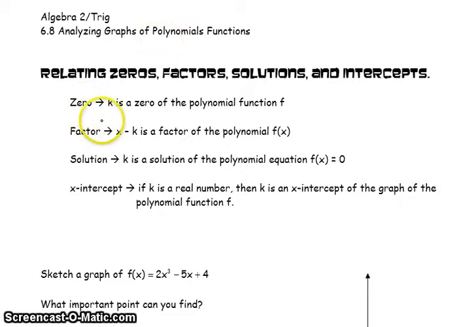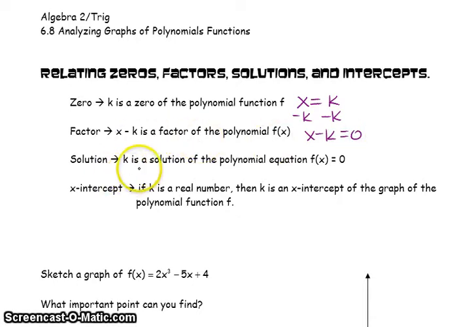Okay, so as we start off with our zero, that's when k is a zero of the polynomial function f. All that is saying is that our x value is going to equal k. For a factor, that is when x minus k is a factor of the polynomial function f of x. To go from having that as a zero to a factor, all we would do is subtract k from both sides. That would give us x minus k equals 0, and that's what makes this a factor.